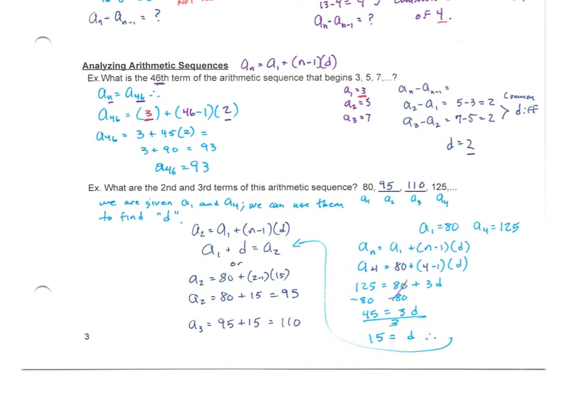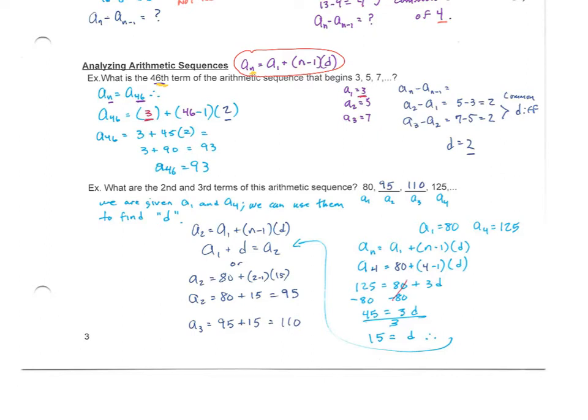Analyzing a sequence. Now, an arithmetic sequence can be written in this form: a_n equals a_1 plus (n minus 1) times d. And we've learned in the past that this n value is some future number. If I want to figure this out, it says, what is the 46th term of this arithmetic sequence that begins 3, 5, 7?